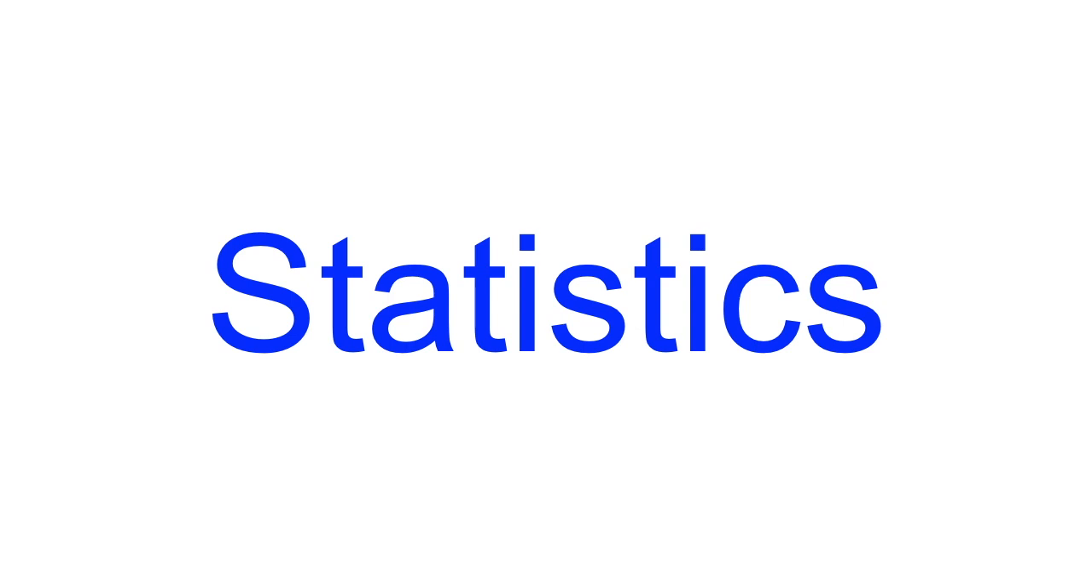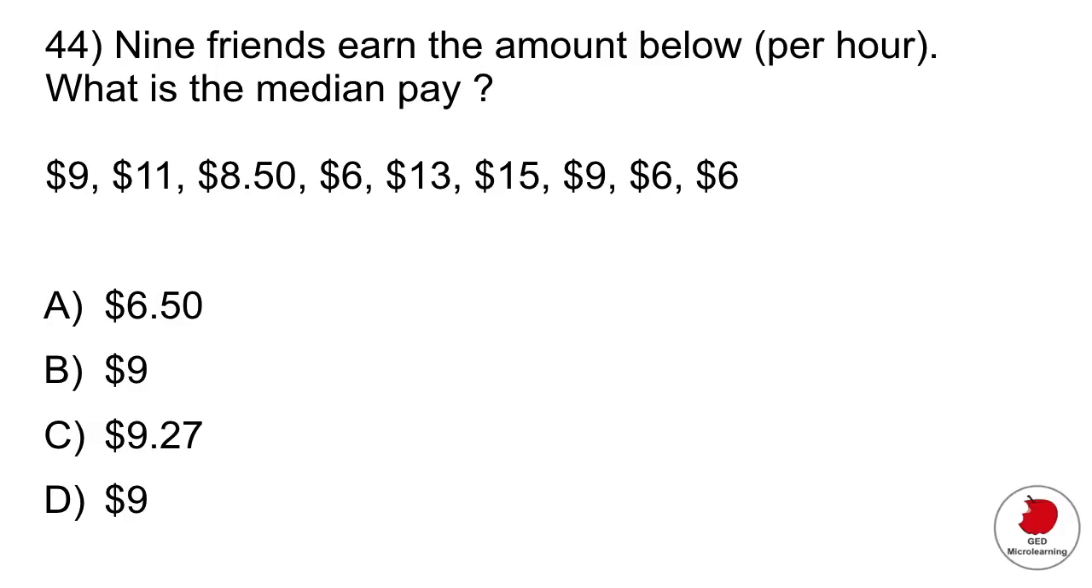All right, the next few questions are going to be statistics. And for statistics, you have to remember 4 things: mean, median, mode, and range. Okay, so these come up again and again and again. I'm going to pose the same question, but asking you these different things. Okay, so here it says 9 friends earn the amount below per hour. What is the median pay?